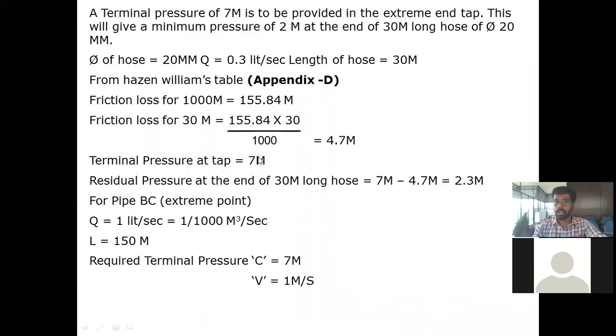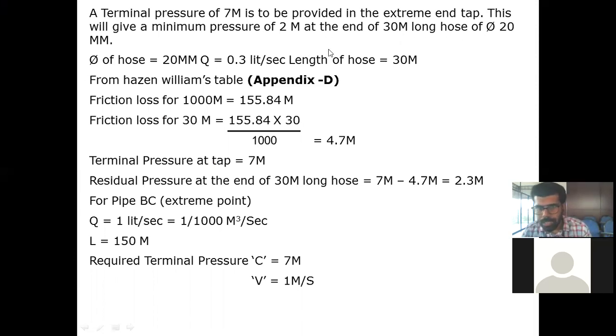7 meter is the terminal pressure required at the tap in order to get 2 meter minimum pressure at the end. So that's what is written here. A terminal pressure of 7 meter is to be provided at the extreme end of the tap. This will give a minimum pressure of 2 meter at the end of 30 meter long hose of diameter 20 mm.